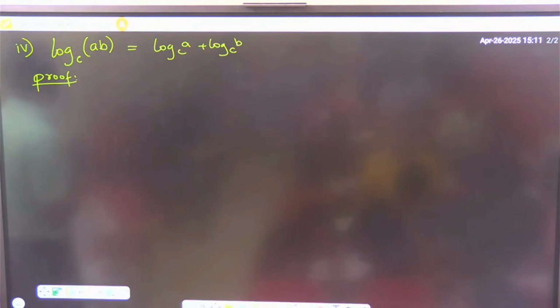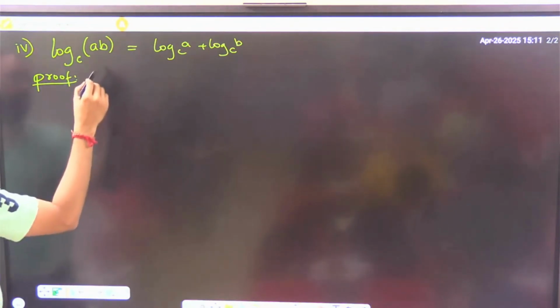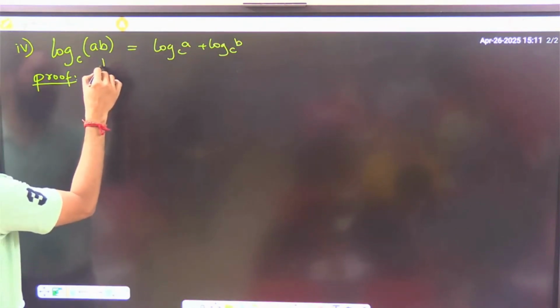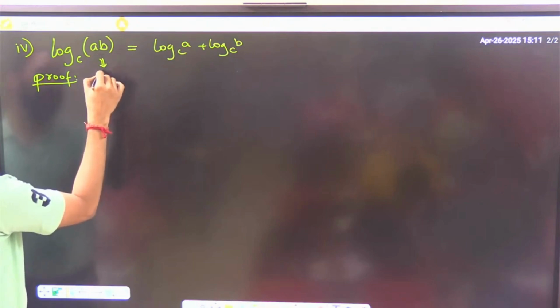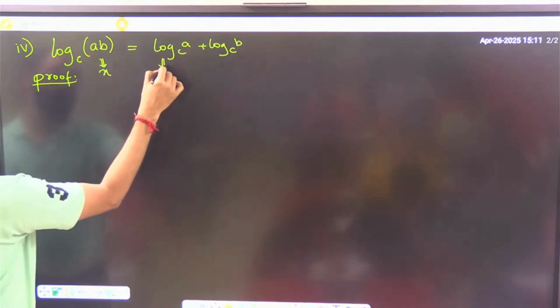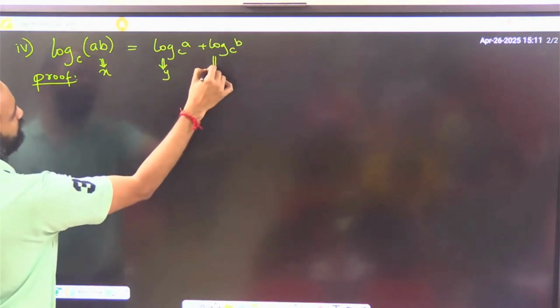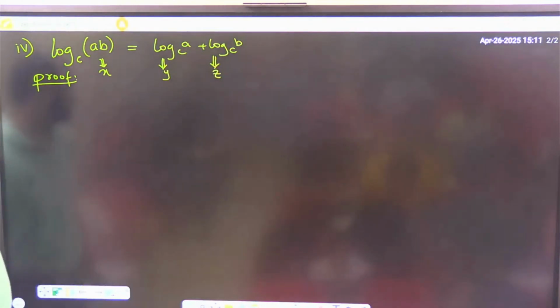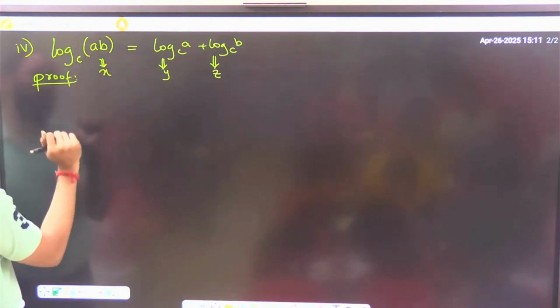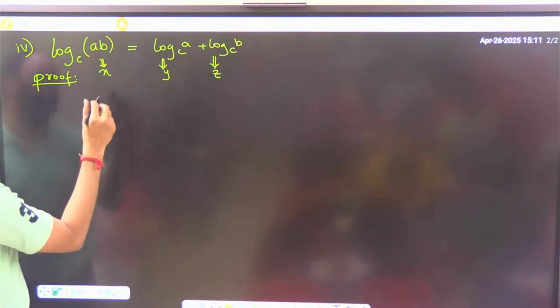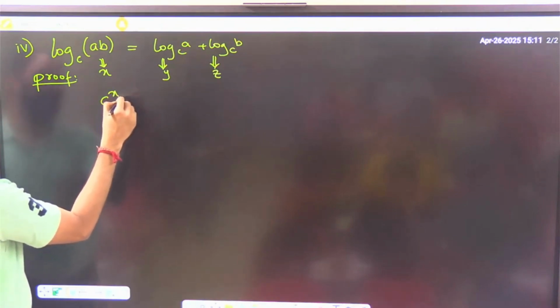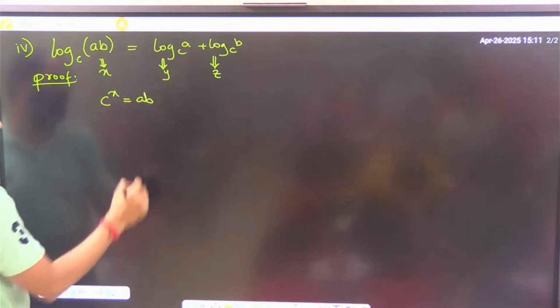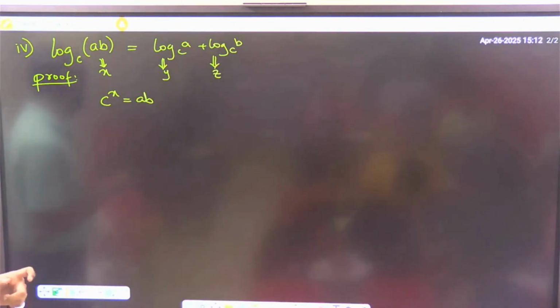So why would this property hold? How do we establish that? In order to prove this, let's assume that the value of this entity is x, the value of this entity is y, and the value of this entity is z. So from here, what will be the exponential form? C to the power x is AB. That is what we mean.